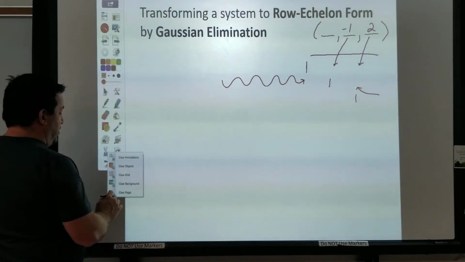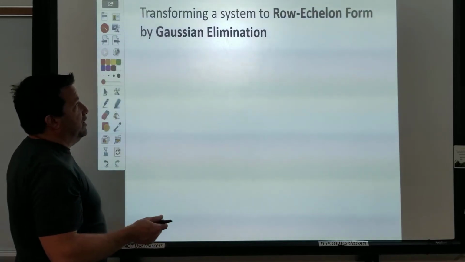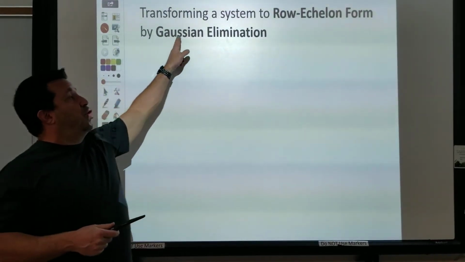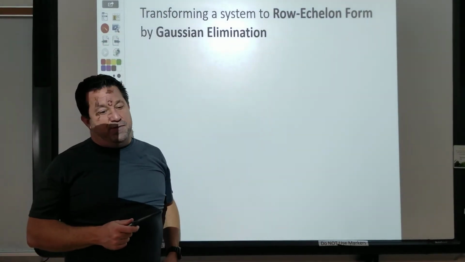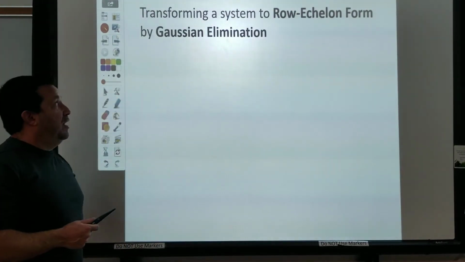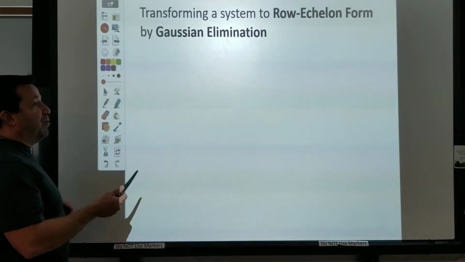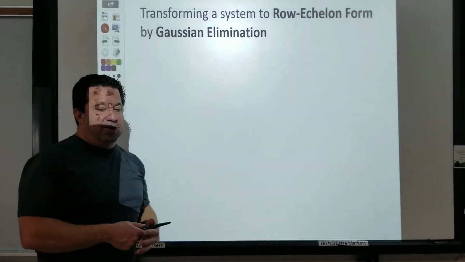So how do I do that? How do you transform a system into row echelon form? Well, the method is called Gaussian elimination. There's a famous mathematician named Gauss, and they named this after him. But there's a process to it, and it's like anything else.